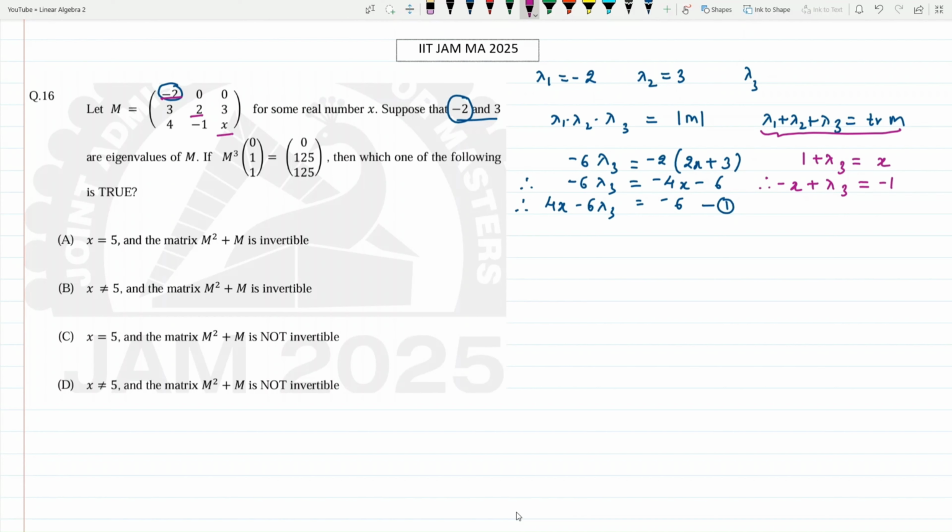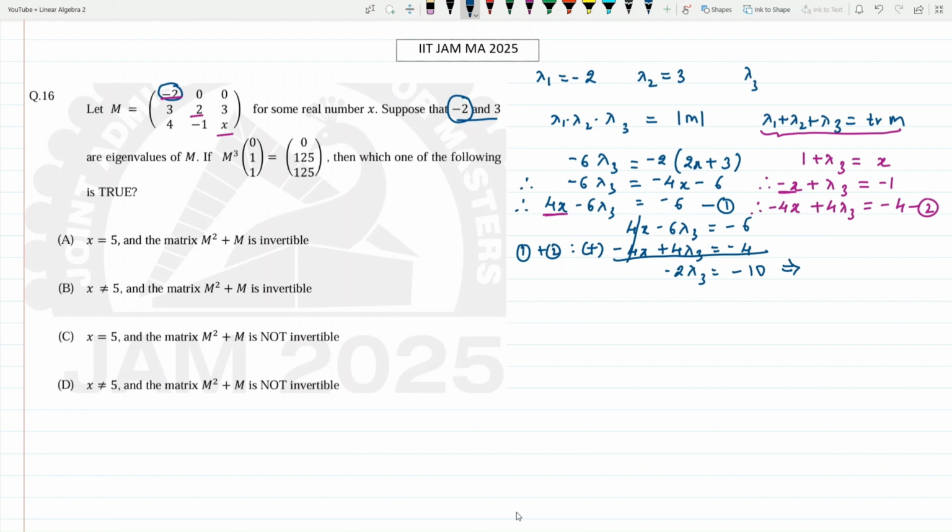If I try to equate the coefficients, then here we can see that the coefficient of x is 4 and here it is negative 1. So let me multiply it by 4. So I'll have negative 4x plus 4 lambda 3 is equal to negative 4. Now let's add equation number 1 and 2. So after adding equation 1 and 2, we get rid of the x term, and here we'll be left with negative 2 lambda 3 is equal to negative 10, which gives us that lambda 3 is equal to 5. Thus the third eigenvalue is 5.